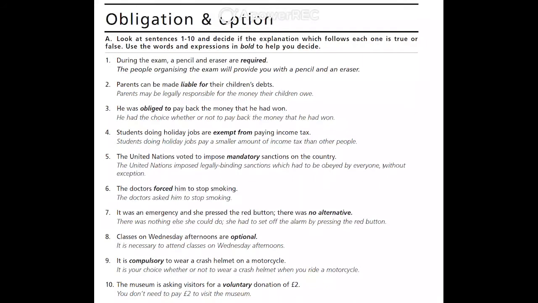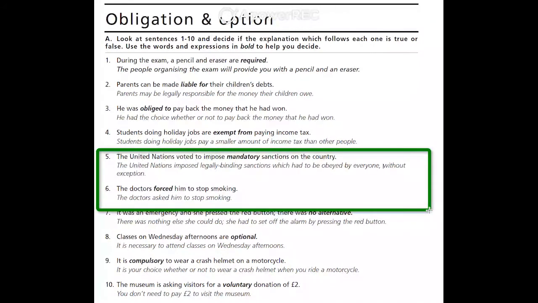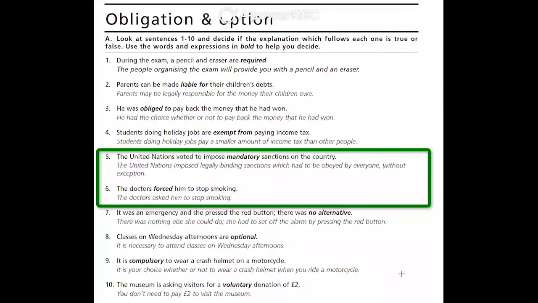Next, we're going to be looking at sentence 5 and 6. Sentence 5 says, the United Nations voted to impose mandatory sanctions on the country. Does that mean that the United Nations imposed legally binding sanctions which had to be obeyed by everyone without exceptions? And number 6, the doctors forced him to stop smoking. Does that mean the doctors asked him to stop smoking?